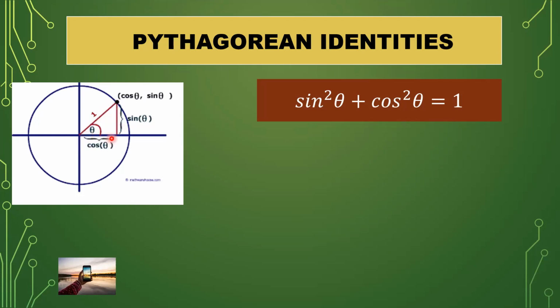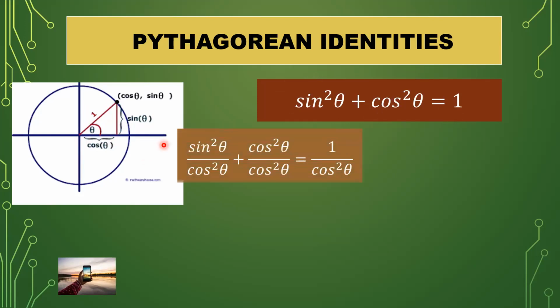Okay, so we can have this equation sine squared theta plus cosine squared theta equals 1, since cosine theta and sine theta are the legs of this right triangle. Now if we divide both sides by cosine squared theta, this one will become equal to 1. Using the previous identity, sine over cosine is tangent.